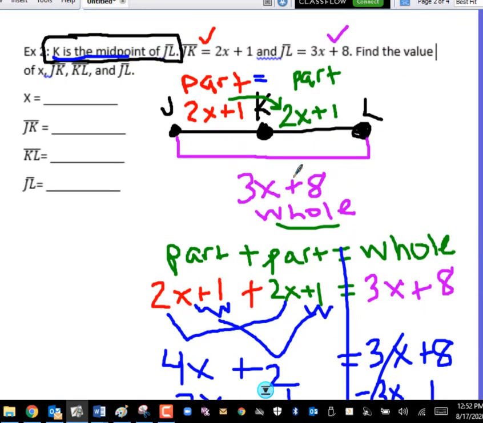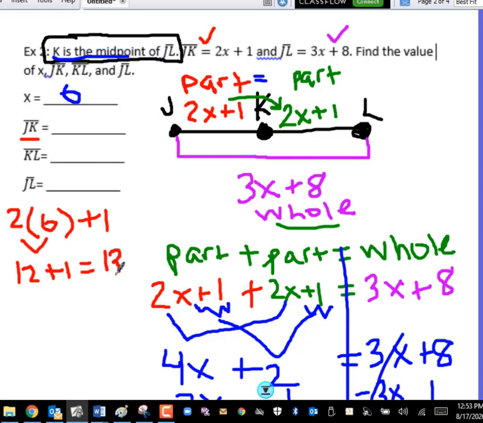So I'm going to put that in my blank up here, 6. To find the rest of these things, I have to plug in the 6. So here we go. JK was right here, this part. So I'm plugging in 6 for x. So 2 times 6 plus 1. You can type it all in the calculator, or you can do it one step at a time. So 2 times 6 is 12 plus 1 is 13. So that's this.